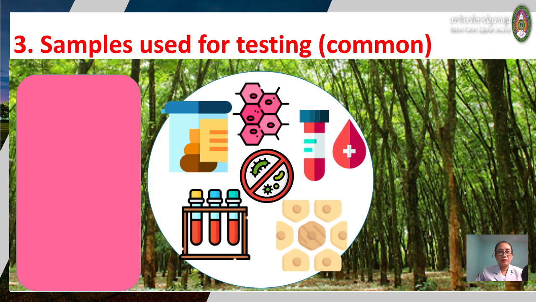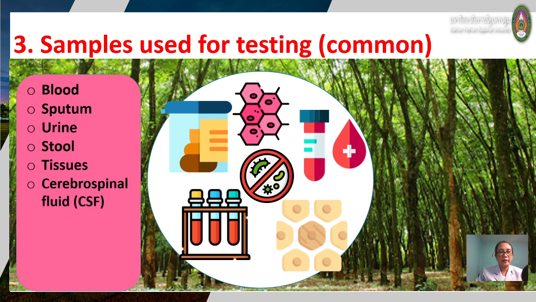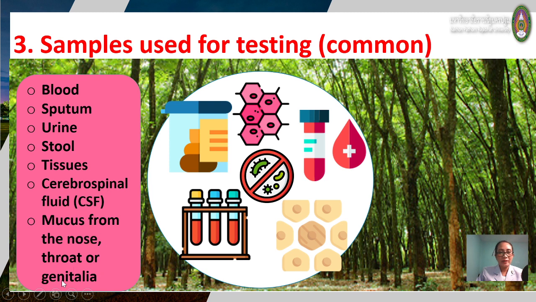For the common samples used for testing, I chose only the most commonly used samples. We have blood, sputum, urine, stool, tissues, CSF or cerebrospinal fluid, and mucus from the nose, throat, or genitalia. And as you can see nowadays, this is very common when we perform a swab test to determine the presence of the COVID-19 virus from a person.